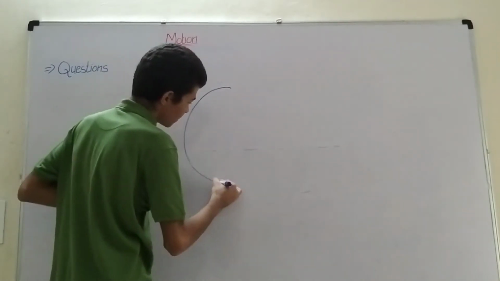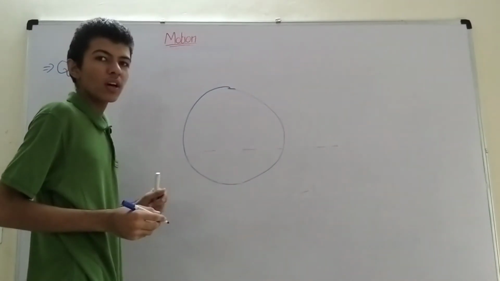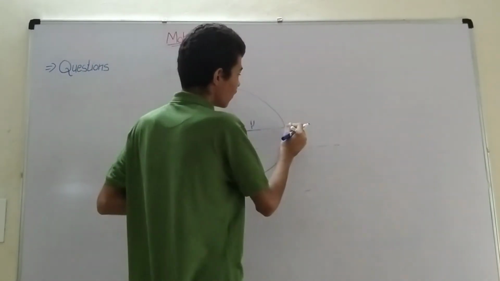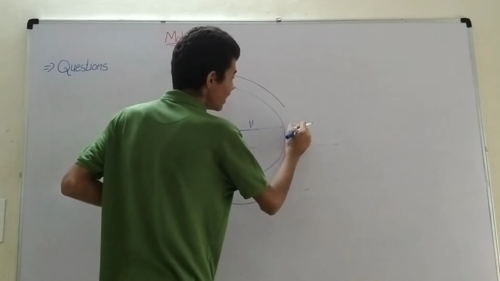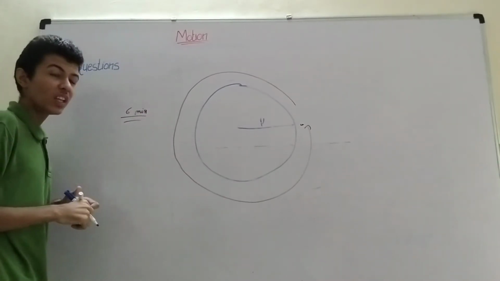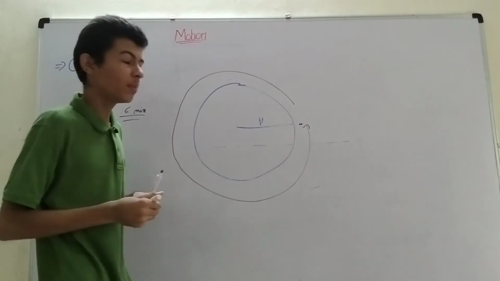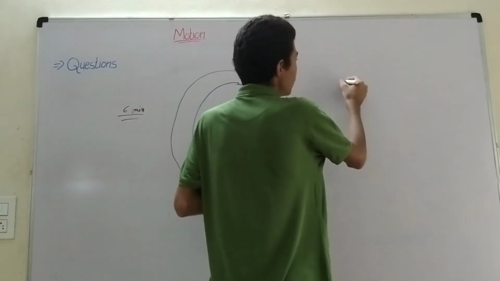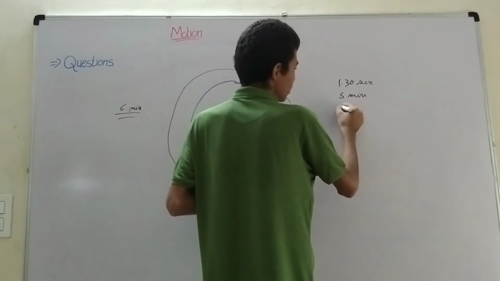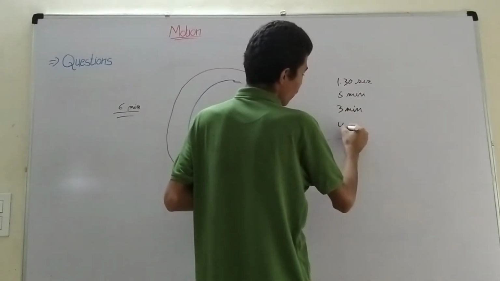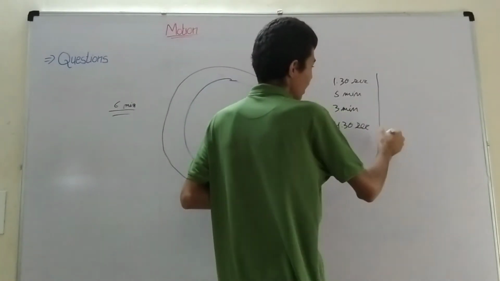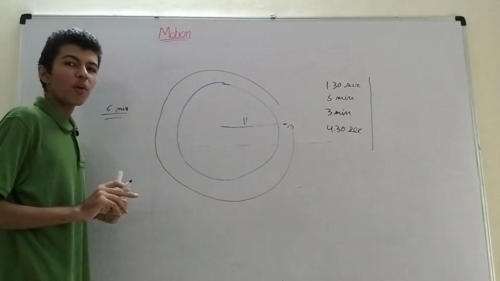In this question, it is a circular field and its radius is r. A runner starts running from this point and completes one round in 6 minutes. We have to find out the displacement and the distance traveled by the body at 1 minute 30 seconds, 3 minutes, 4 minutes 30 seconds, and 5 minutes. So we have to find out the displacement for all of these. Pause this video and give it a shot.